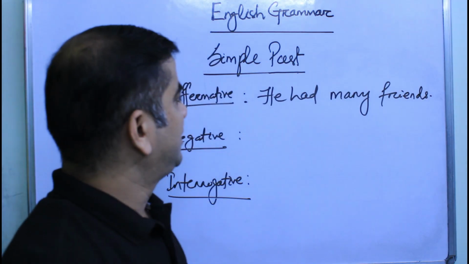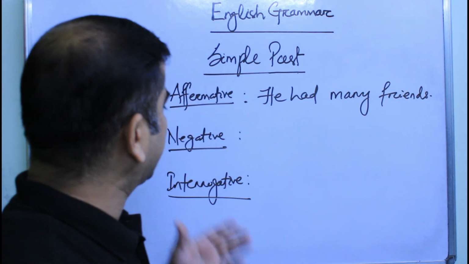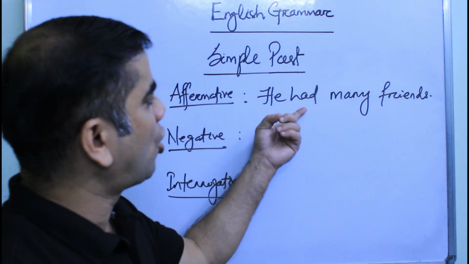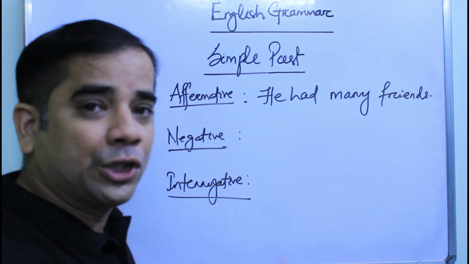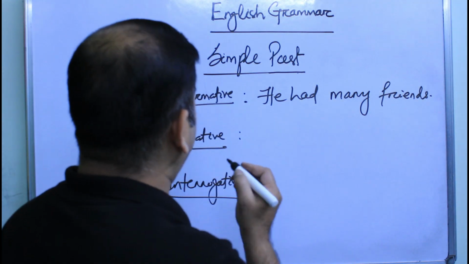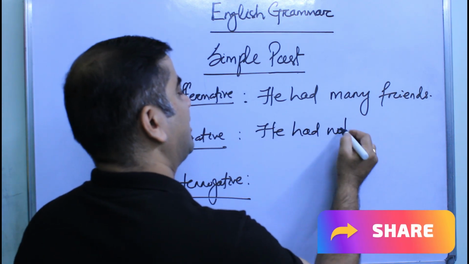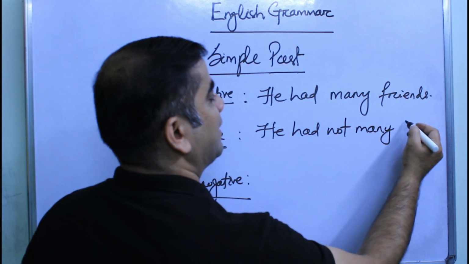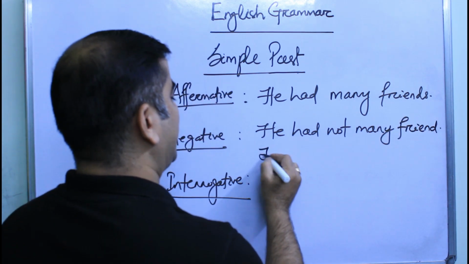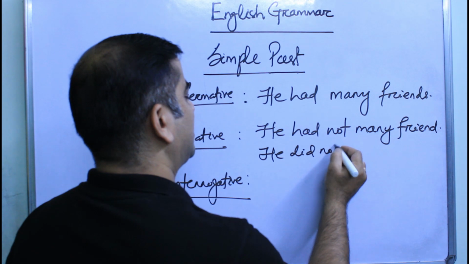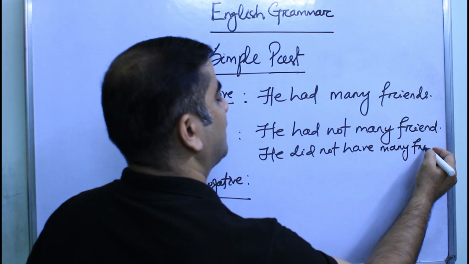Okay. Students, here we have another sentence. He had many friends. Okay. So in case of negative sentence, as it is not the helping verb, it is acting as the main verb for possession. Showing possession in the past. So to form negative form of this sentence, we can write he had not many friends. Or we can also write he did not have many friends.